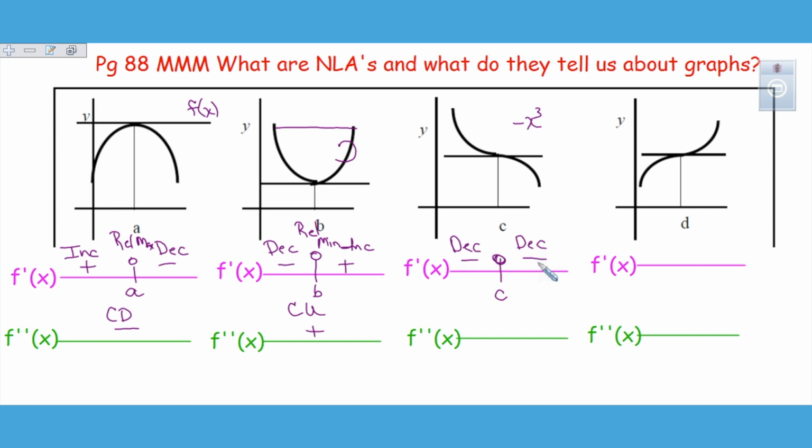It goes negative, 0, negative if there's a horizontal layout. And if it goes negative, 0, positive, it's a relative min. And if it goes positive, 0, negative, that means it's increasing then decreasing, which means that's a max.